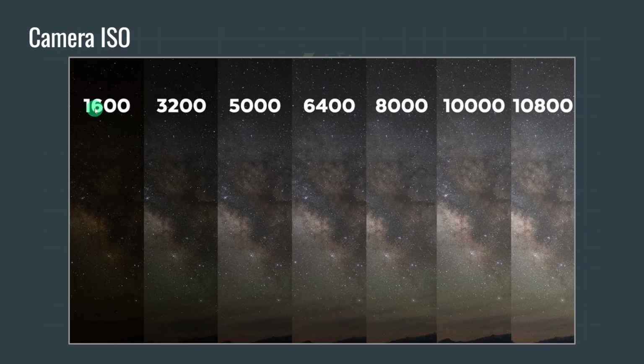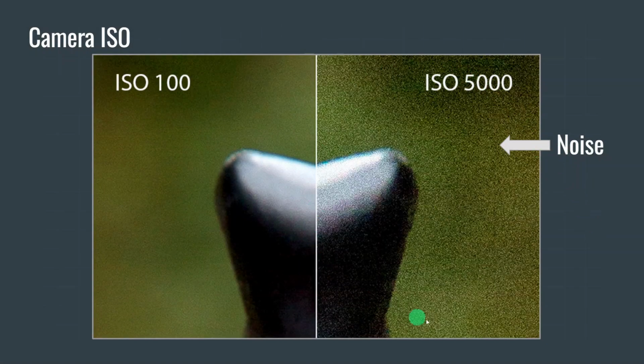ISO is a little more straightforward in that the higher the number, the brighter the image gets because more light is coming in and it's more sensitive. So just think of increasing the number means increasing the brightness. So again, it's very easy to keep track of this one. The lower the number, the darker the image gets. But be careful when you start cranking it up too high because we get this effect.